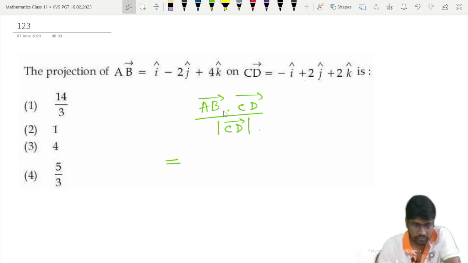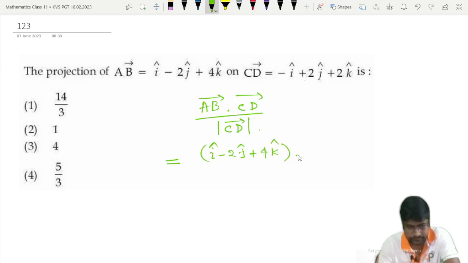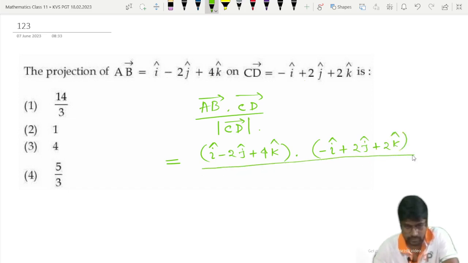So what we will get, AB dot CD. AB means i minus 2j plus 4k. This is AB dot CD. CD means minus i plus 2j plus 2k, divided by modulus of CD. Modulus of CD means root over 1 plus 4 plus 4.